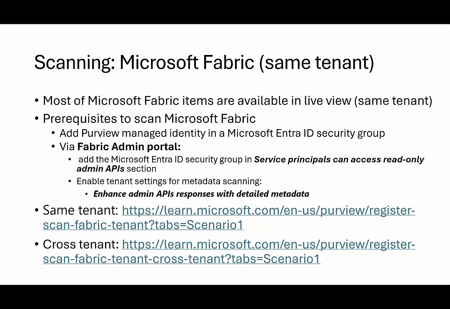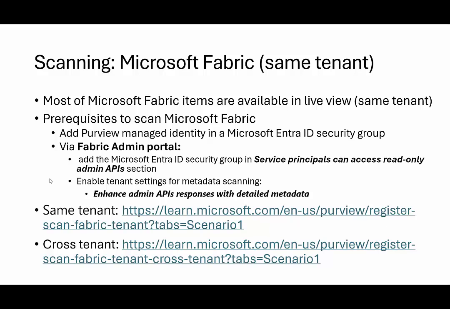But with the live view, you will get only basic metadata. If you need more information, you have to perform a regular scan. And to perform a regular scan, you need to respect some prerequisites. The first one is to add the Microsoft Purview Data Catalog Managed Identity in a Microsoft Entra ID security group. And then you need to use this Microsoft Entra ID security group to add it in the admin portal. But I will show you that in this demonstration.